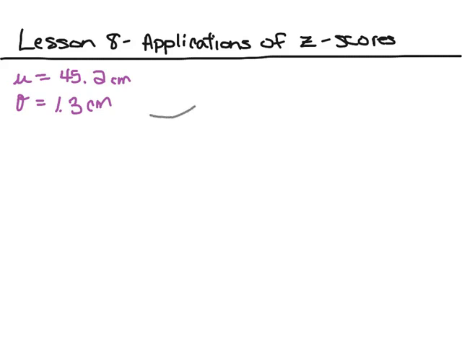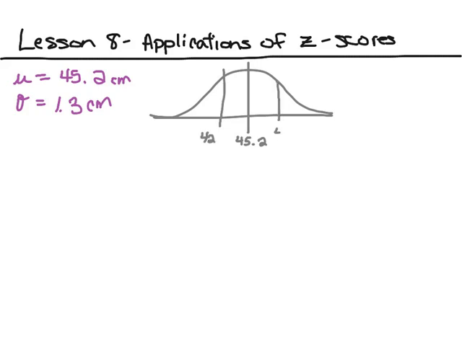So if we just sketch the normal curve, our mean is 45.2. If they are less than 42 or greater than 48, they are rejected. So everything shaded is rejected. So we want to figure out how many cords are rejected. The percent.